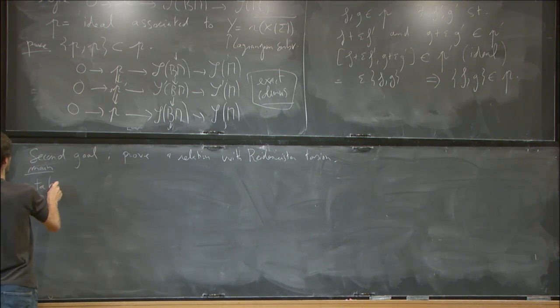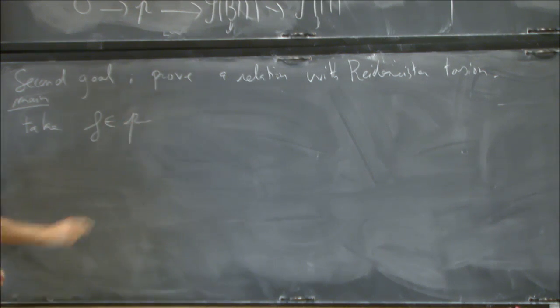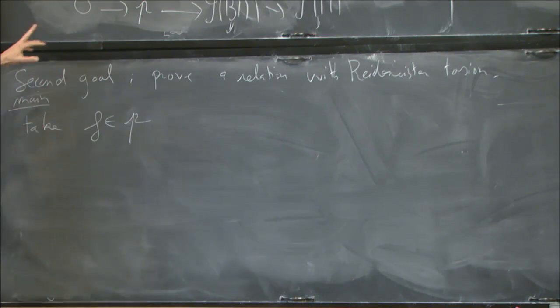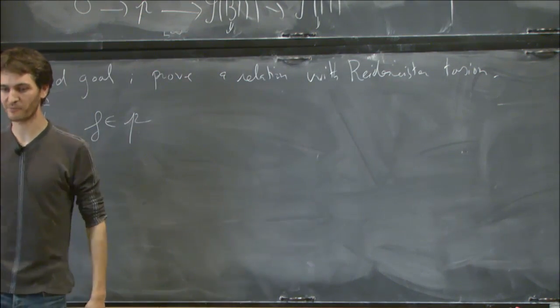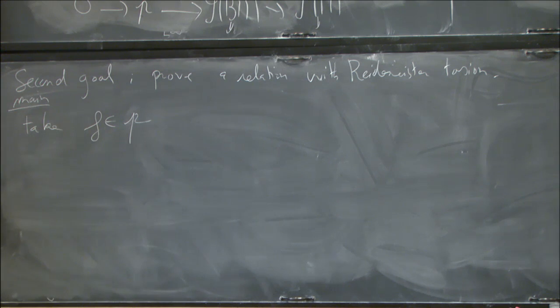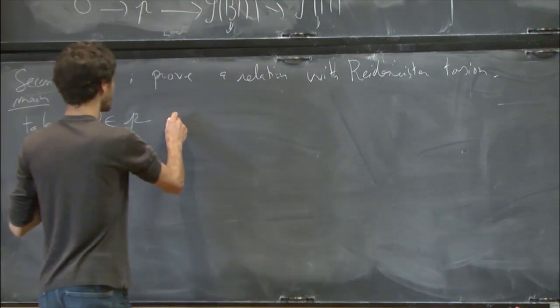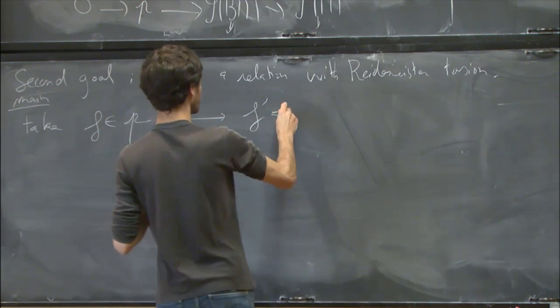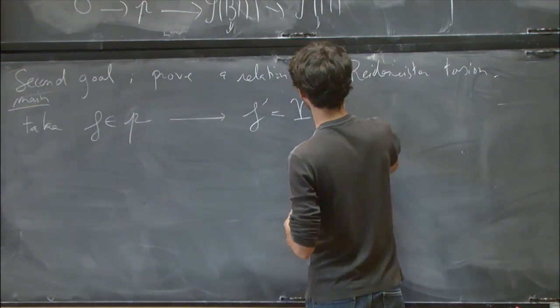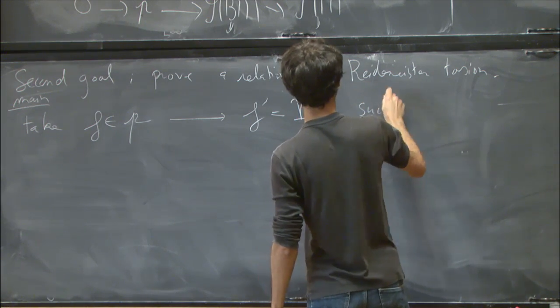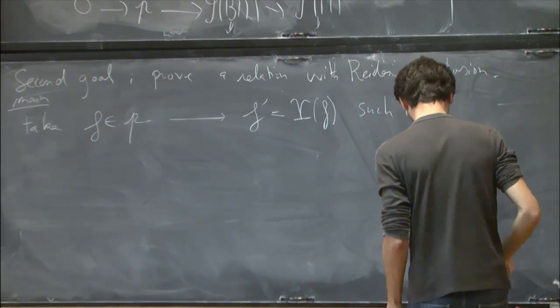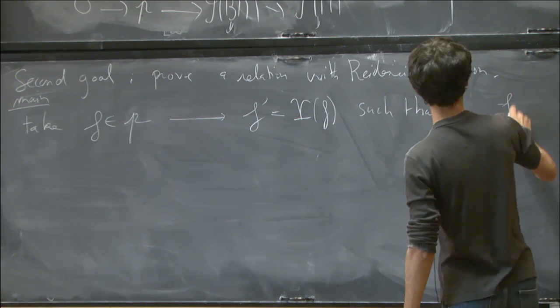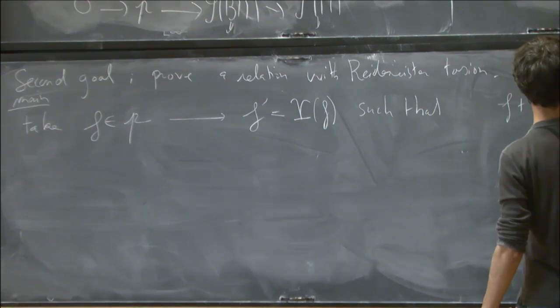take f in P, okay, and I said, well, you can find some f prime such that f plus epsilon f prime is in P prime. But indeed, this f prime is well defined up to adding some element of P. So an associated f prime, which I call u of f, such that, well, f plus epsilon f prime belongs to P prime.